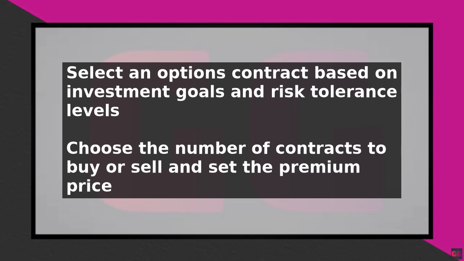It's also important to understand the risks associated with options trading. Options contracts can expire worthless if the price of the underlying asset does not move in the direction you predicted. Additionally, buying and selling options contracts involves paying commissions and fees.